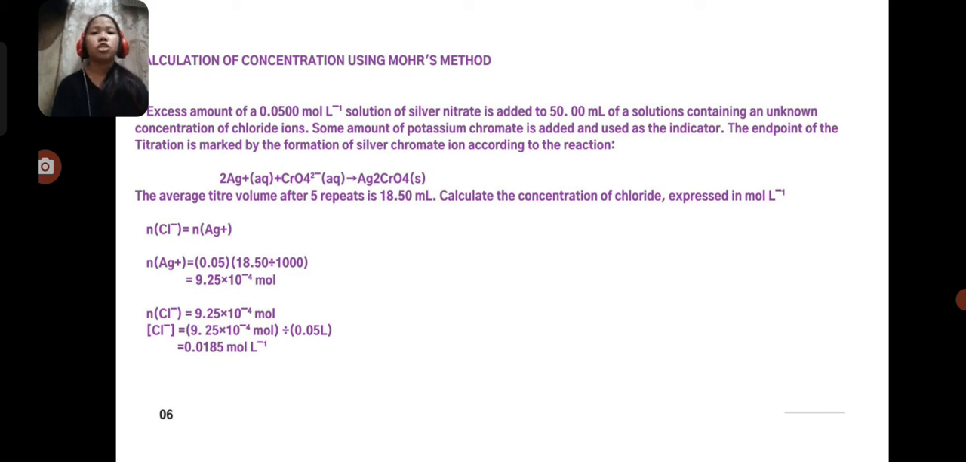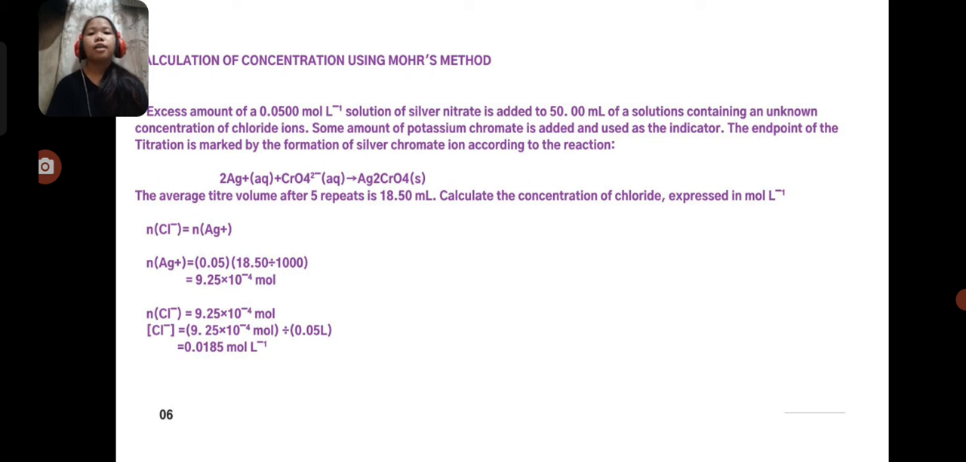The endpoint of the titration is marked by the formation of silver chromate according to the reaction. So ang iyang reaction is 2Ag+ in aqueous solution plus CrO4 2- in aqueous solution forms silver chromate. Then the average titer volume after 5 repeats is 18.50 mL. So let's proceed. So 1-to-1 ratio ra gihapon na siya.